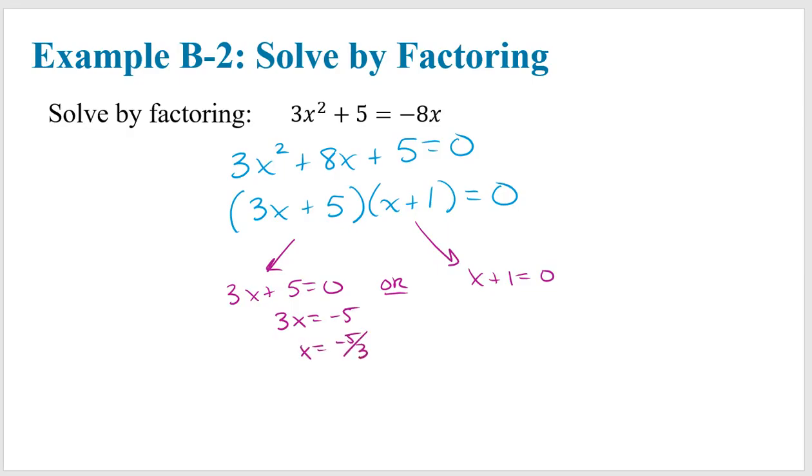So if you solve that first one, you get x equals -5/3. If you solve the second, you get x equals -1. So again, two answers, -5/3, comma, -1. There is my set of answers. And again, make sure that you are checking those by plugging them back in and making sure that they work. It's very important that you always check your work.